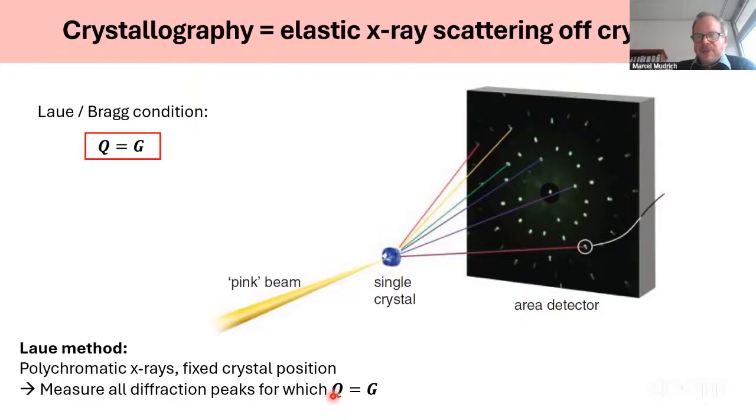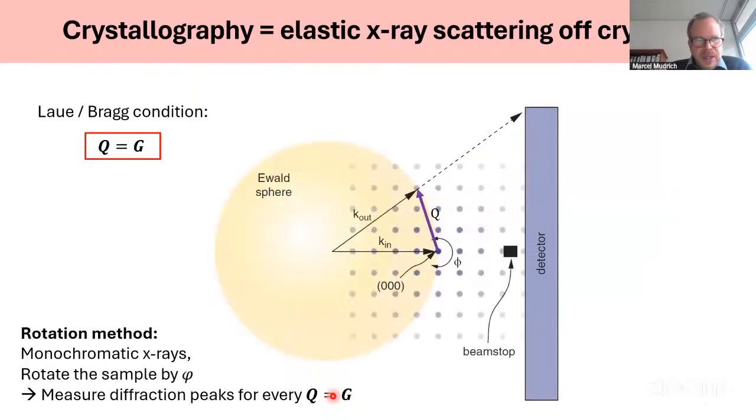Another method, which is called the rotation method, actually uses monochromatic rays. So here, really, the length of k in is fixed. There's only one k in, but in that case, here it's indicated an angle phi.